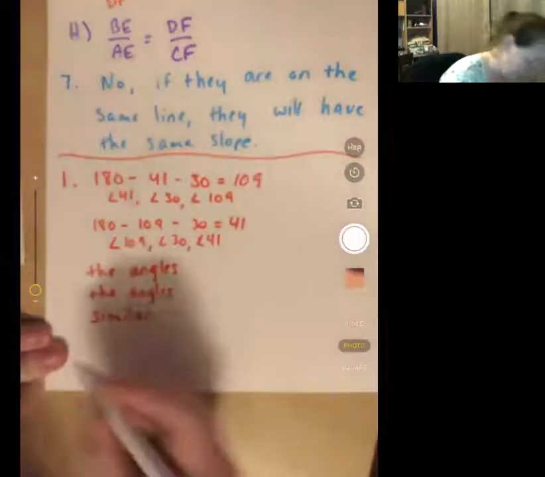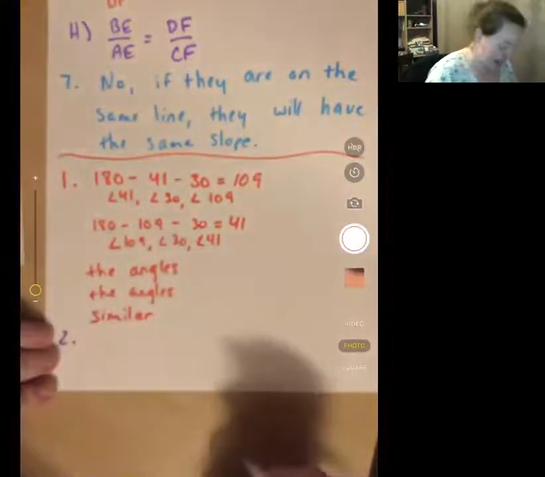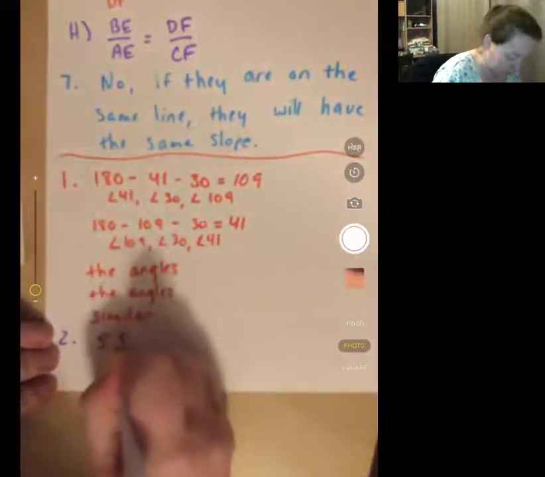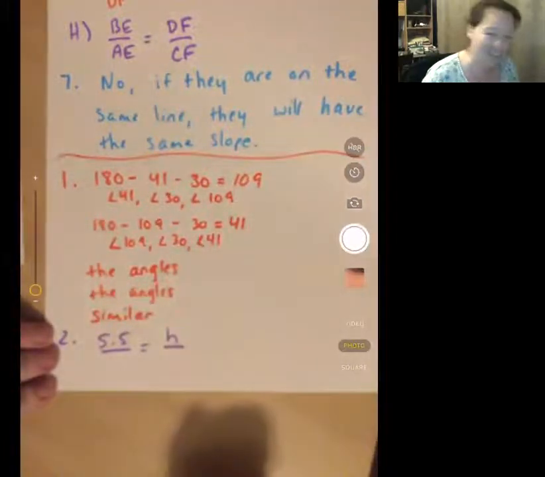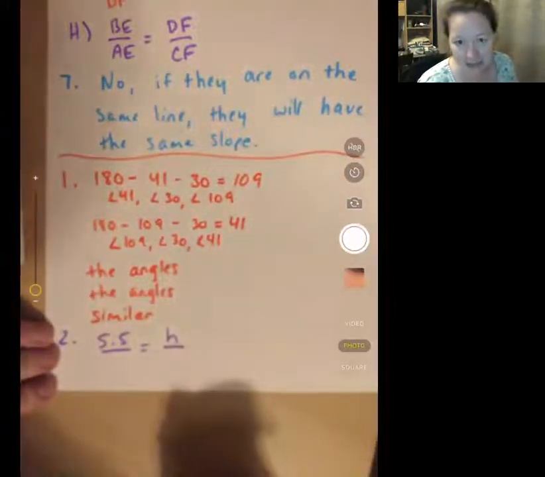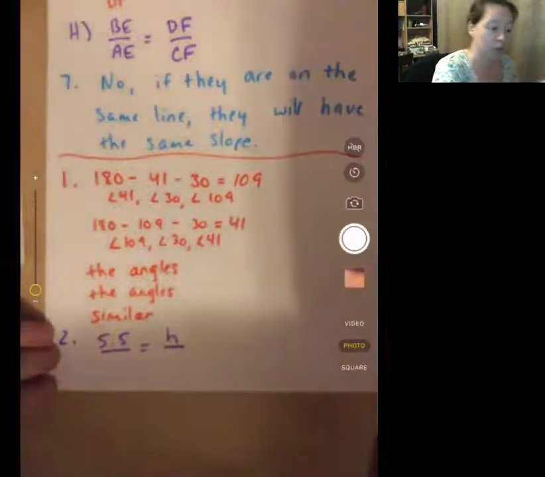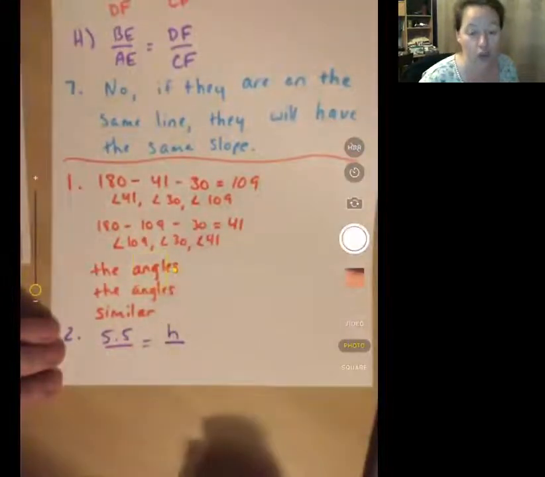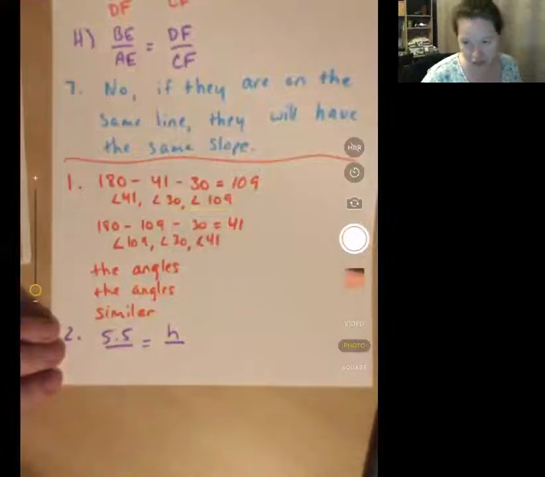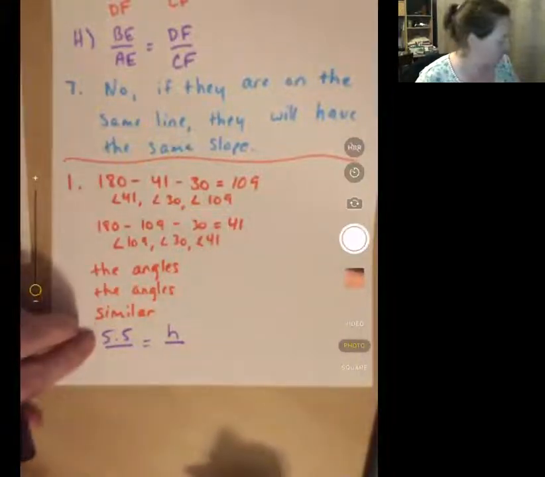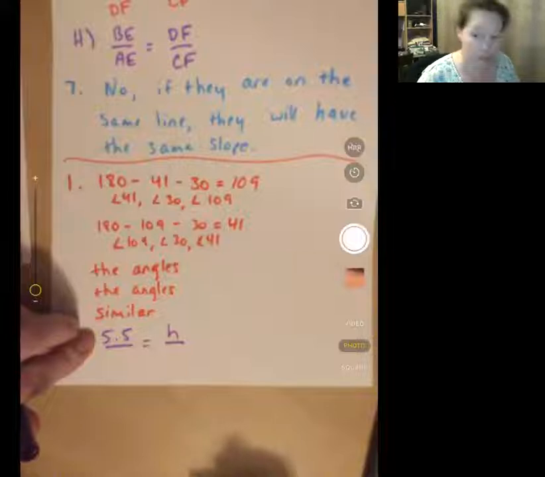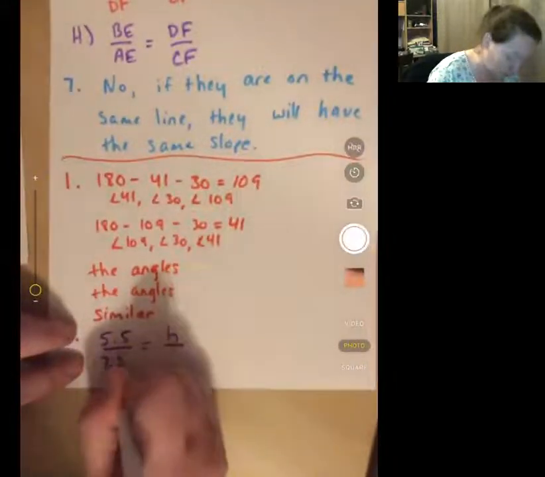So, number 2. I have 5.5 over something is equal to h over something. It is giving us the heights of each of them being equal to each other. And so we are going to take the lengths, the distances it is away, and that is what we are going to put on the bottom. So the thing that is 5.5, Mrs. Gilbert, she is 7.5 feet away.